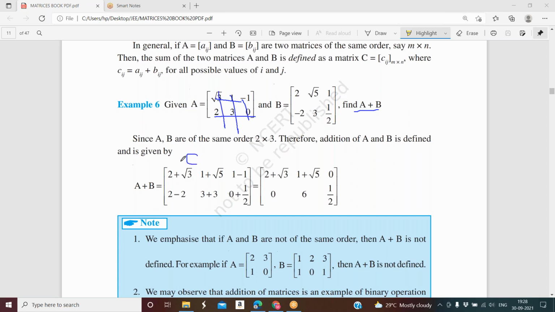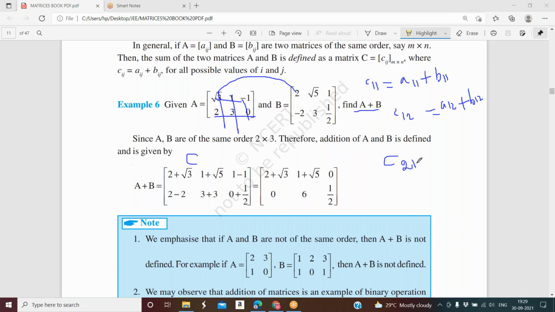What is C? C11 is A11 plus B11. C11 is an element of C. So how are you defining C11? The addition is A11 plus B11. So it gives root 3 plus 2. And what is C12? C12 is A12 plus B12, right? So it gives 1 plus root 5. And C13 is minus 1 plus 1. It becomes 0.